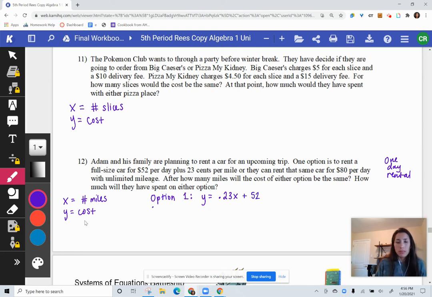Now the second plan, the option for that is going to be, they're not charging any per mile. You can drive unlimited miles, that'd be 0x, but they are charging $80 for that day. So y equals 80. So that's a completely horizontal line, charged $80 no matter how many miles are driven. So now that you know the value of y, you can use substitution to figure out when the x and the y are equal to each other in this equation.